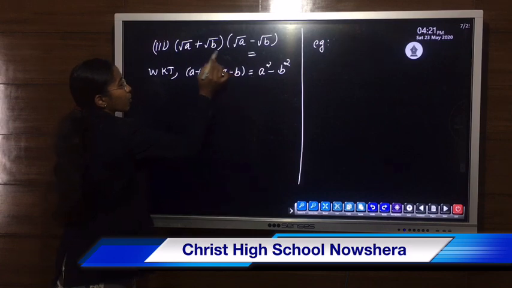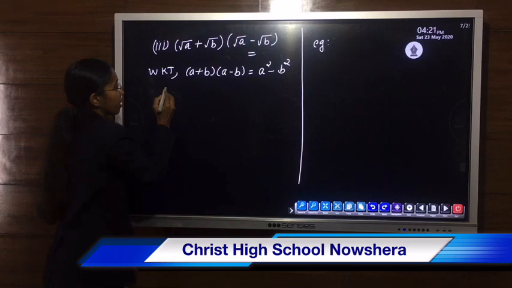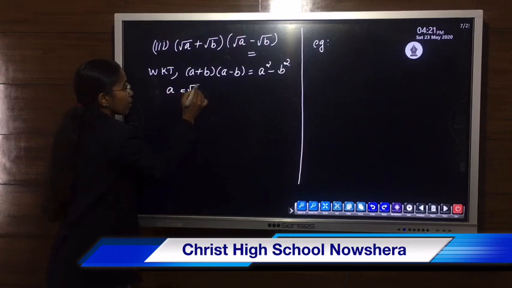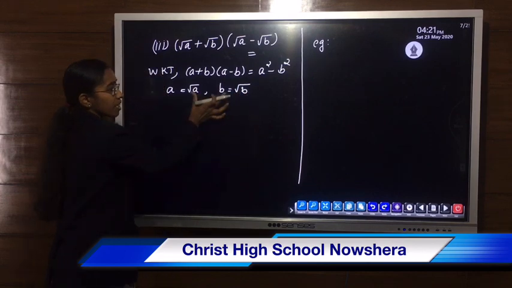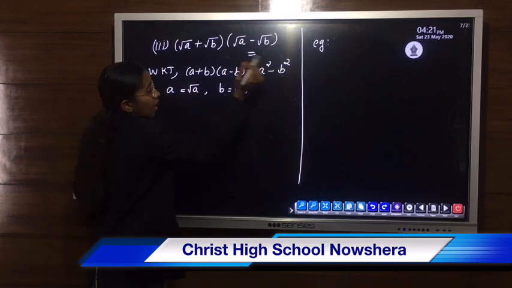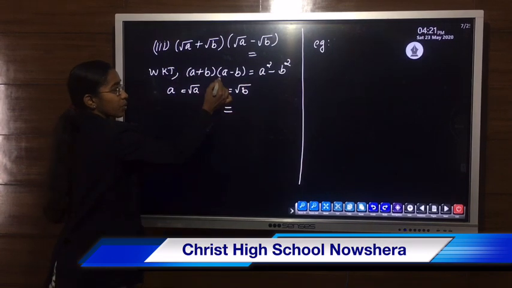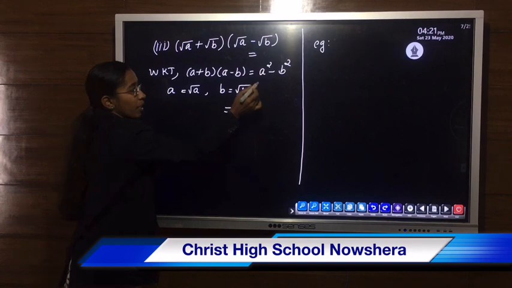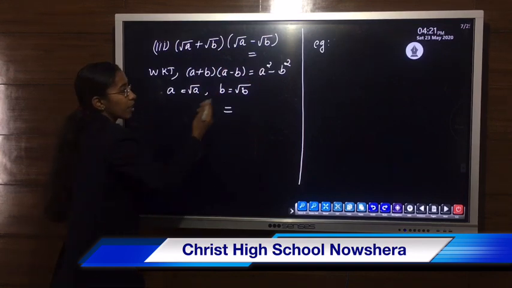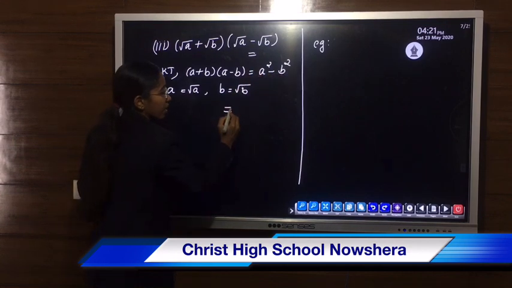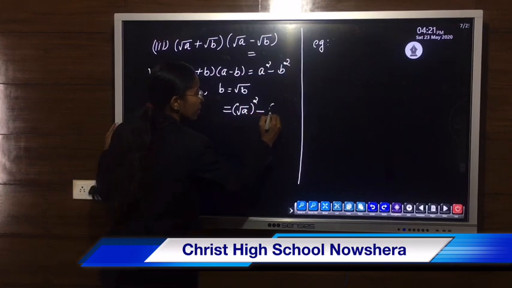Here at the place of a, that is root a. Here at the place of b, here root b. So here a is equal to root a and b is equal to root b. So substitute this value in this answer. What is a plus b into a minus b? That is a square minus b square. Here at the place of a, that is root a. At the place of b, that is root b. So substitute those values here. That is this one, root a square minus root b square.